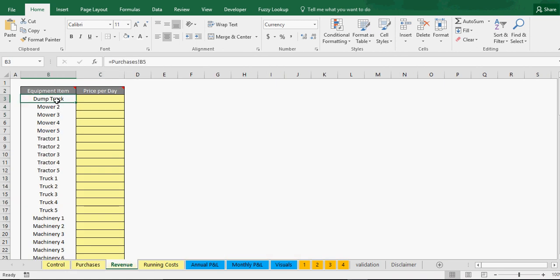You can see dump truck, yep, it has updated right there. Now, how much are you going to charge? Usually rentals are per day. So for the purpose of the model, if we're renting it out to somebody, let's do $250 a day.